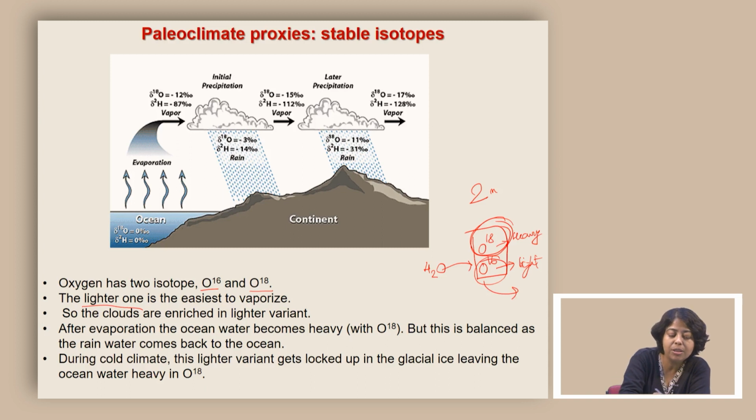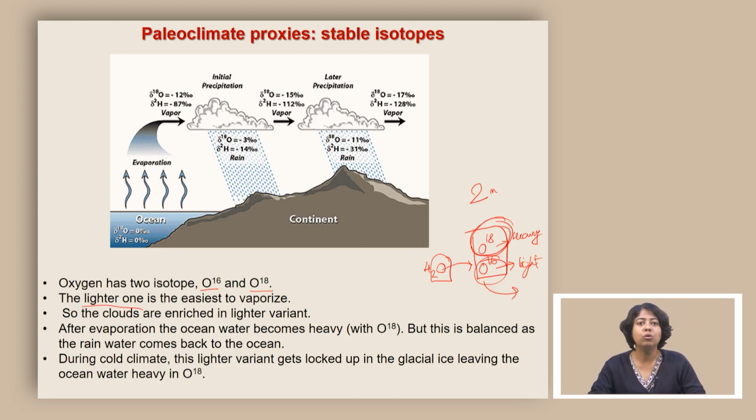So, let us say we start with H2O and in the oxygen part we have O18 and O16, then when we are looking at the vapor phase, we are going to find that the proportion of O18 and O16 has changed. It is going to be more of O16 than O18 compared to the water phase.